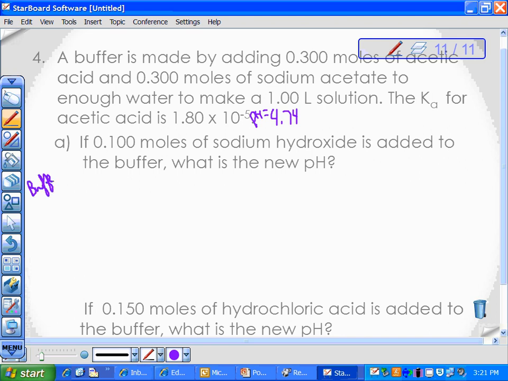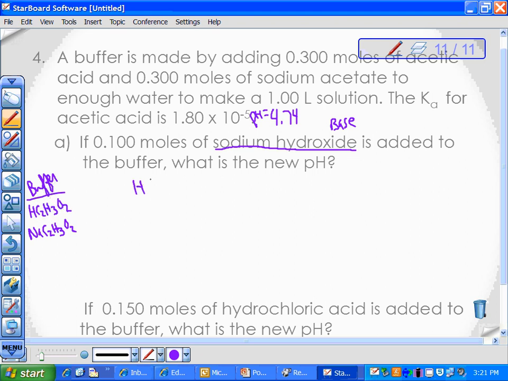In solution right now is the buffer, and we have acetic acid and sodium acetate. That's what our buffer is made up of. What we're adding into it is sodium hydroxide. Sodium hydroxide is a base, so the base will chemically react with one of these two. Bases don't react with other basic salts. Bases react with acid, so it's going to react with the acid part of my buffer.